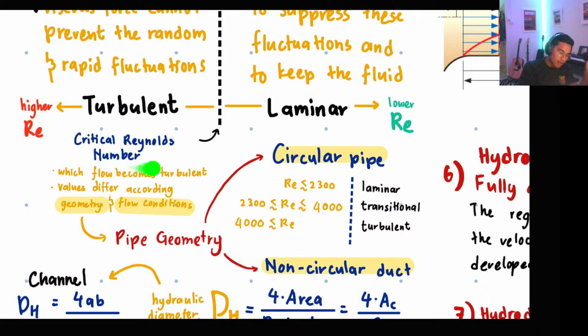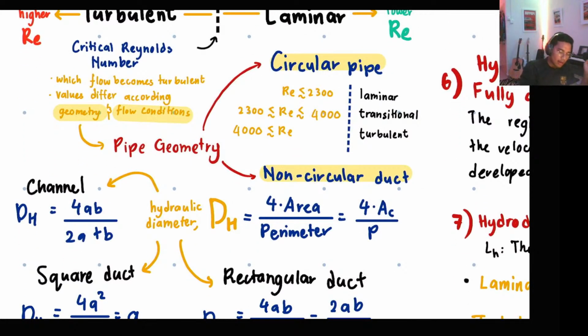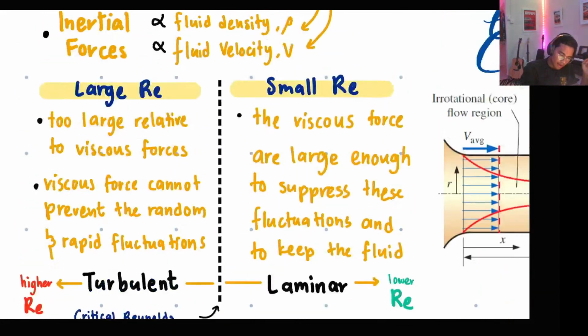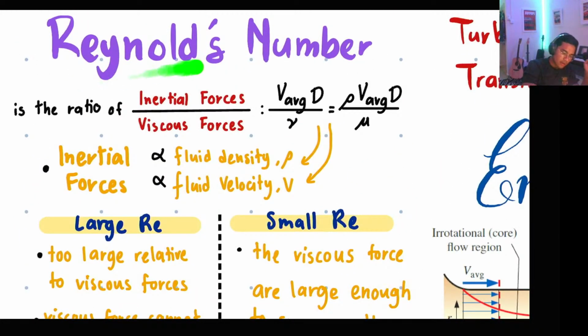So how do we know what the critical Reynolds number is? It is where flow becomes turbulent from laminar, and the values differ according to the geometry and flow conditions. This is where we enter the pipe geometry. As we said, the Reynolds number depends on D. So what is the D?